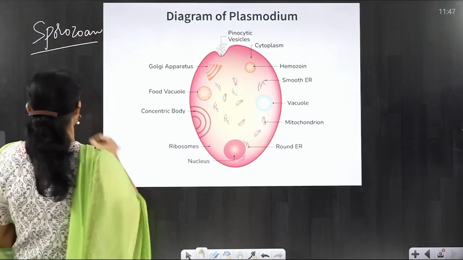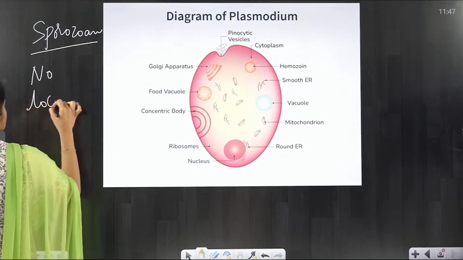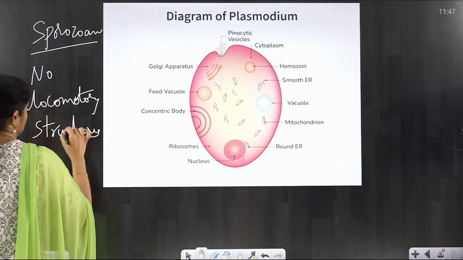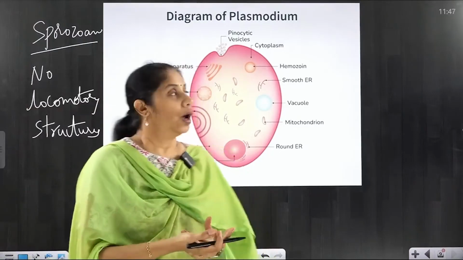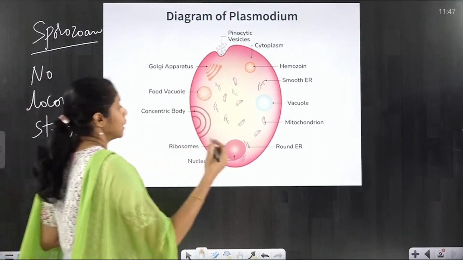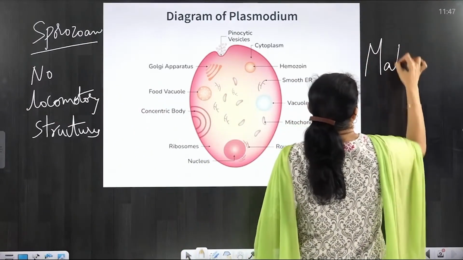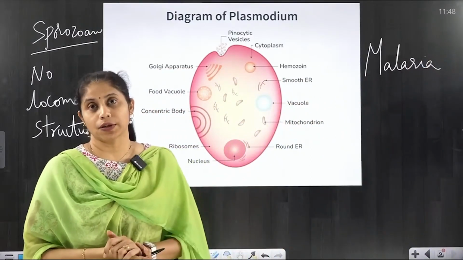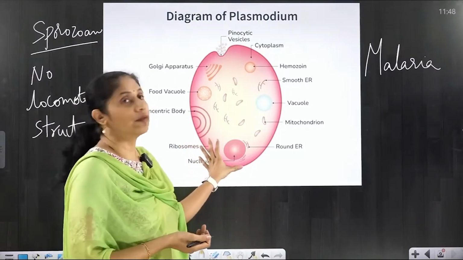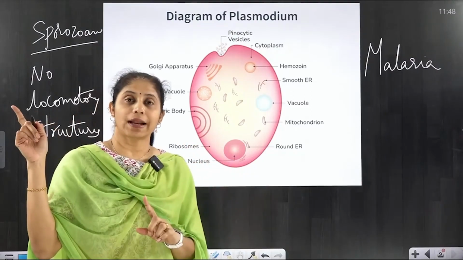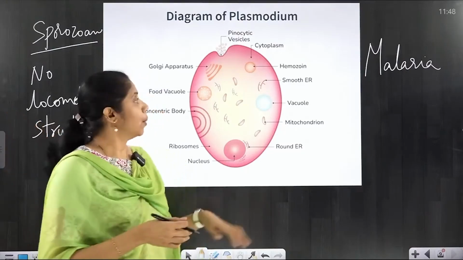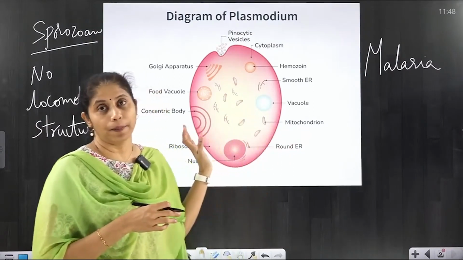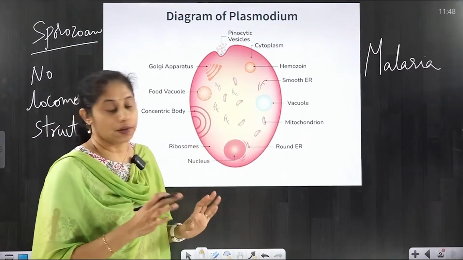In this, there are no locomotory structures, because they don't move with any locomotory structures. Okay, they don't have, so they won't move. And this plasmodium is the causative agent of malaria. It is a pathogen which causes malaria, so it is called the malarial parasite. The structure of plasmodium will be looking like this. Body of the slime molds is the plasmodium, that is the name of the body. But here, this is the malarial parasite. Okay, it is causing the malaria. And it does not have any locomotory structures.